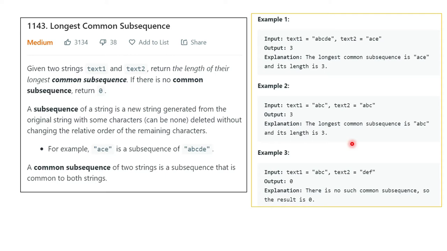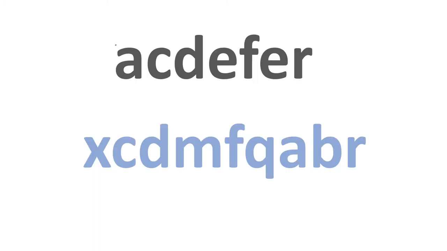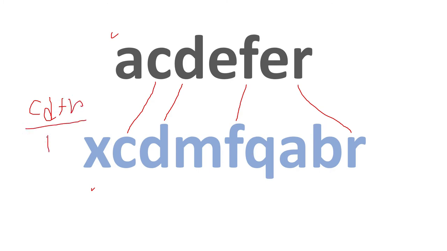Let's take one bigger example and understand this more. In this example I have taken one string ACDEFER, another string is XCDMFQABR. We have to find the longest common subsequence between them. The answer will be, if we check, C is matching with C, then D is matching with D, F is matching with F, and R is matching with R. So the longest common subsequence we will get from this string is C, D, then F, and then R. The length for this is 4, so the answer will be 4.